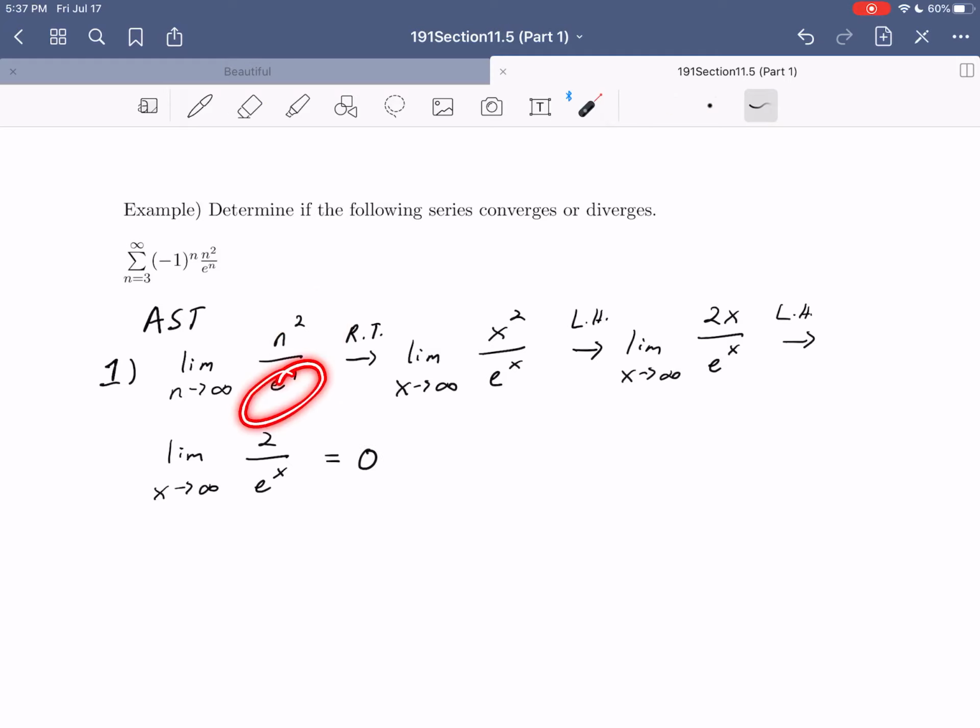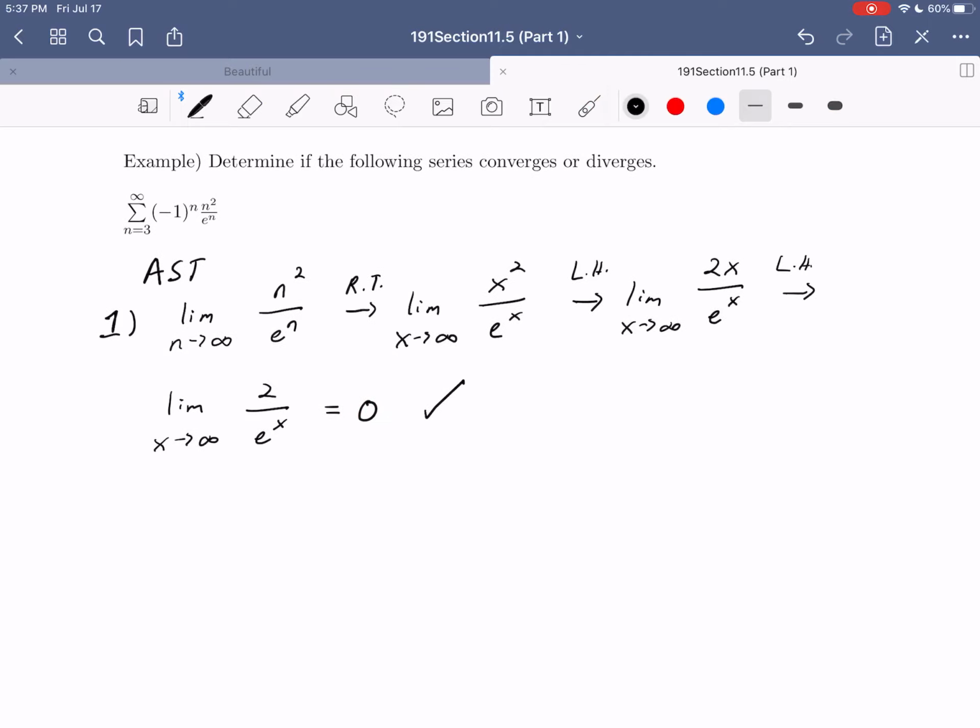We know that exponentials are a whole level faster than polynomials. So of course, a polynomial divided by an exponential is going to go to 0. So we've got our first condition satisfied.